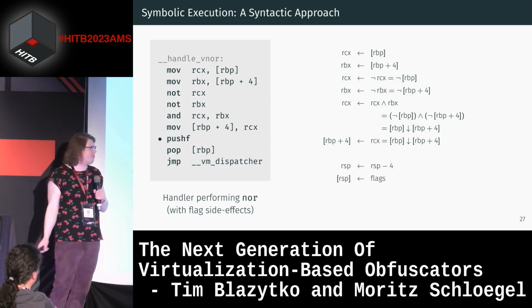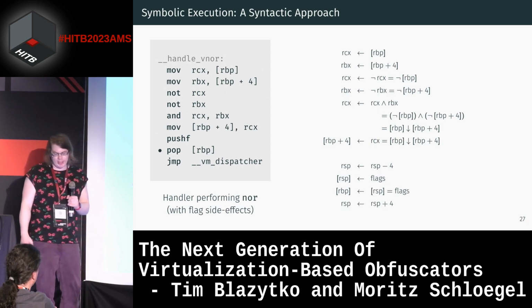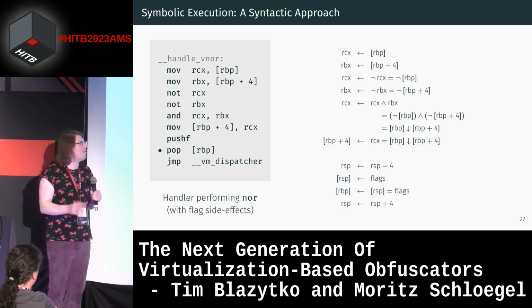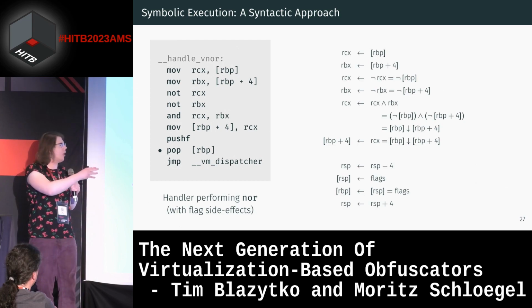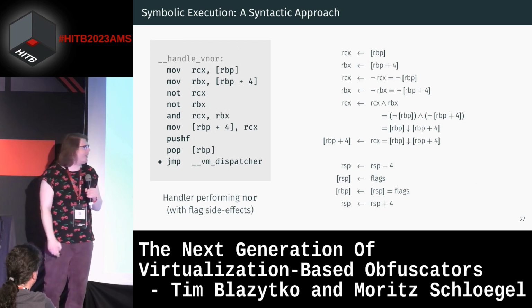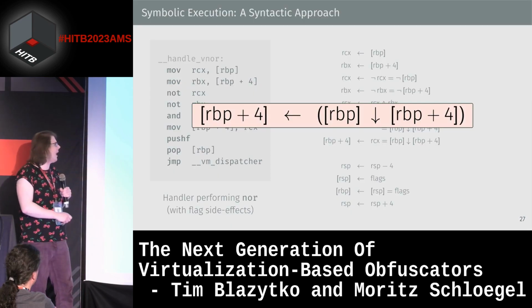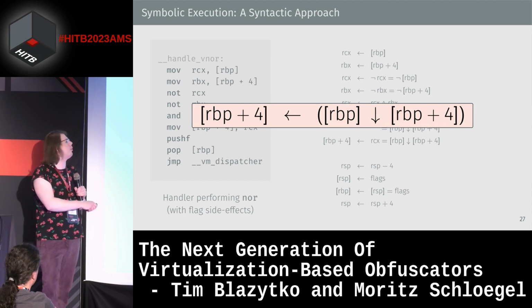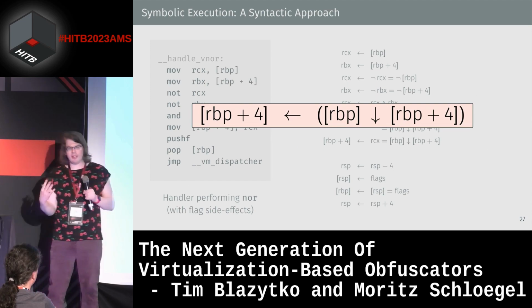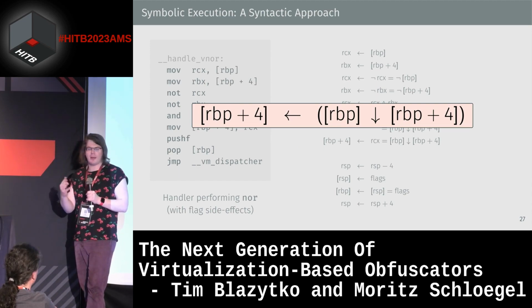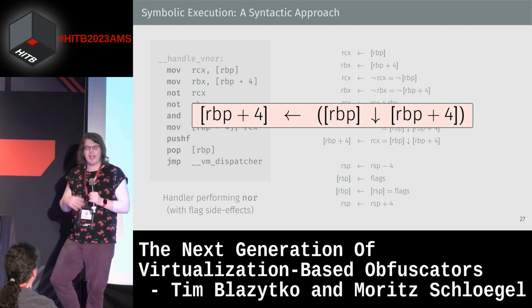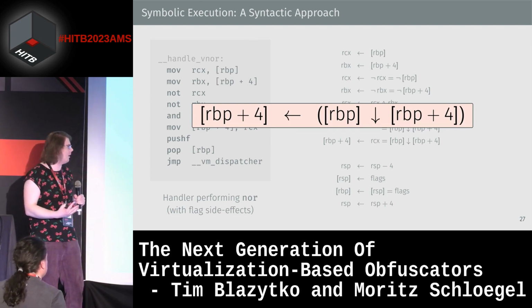Then, finally, we perform some flag operations and jump back to the dispatcher. But if we symbolically execute the whole handler, we can easily derive its core semantics, like that we take two arguments, perform this NOR operation, and put it back here. And with that, we basically get a symbolic summary about the handler, which allows us to easily pinpoint what's going on.